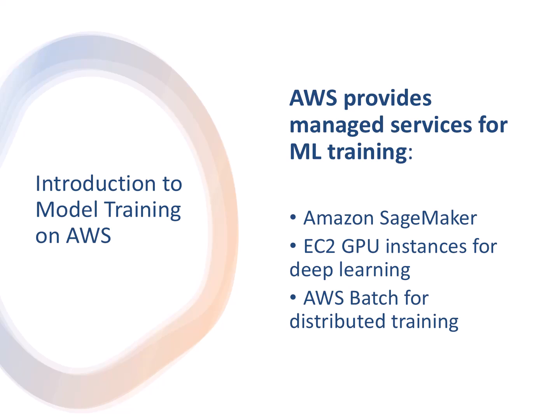So beyond SageMaker, AWS offers several other options for model training. EC2 instances with GPUs are excellent for compute-intensive deep learning workloads. The P3 and P4 instances, for example, provide access to NVIDIA Tesla GPUs that can significantly accelerate training time for complex models. AWS Batch allows you to run batch computing workloads, which is useful for distributed training across multiple machines, right? And for those existing TensorFlow or PyTorch workflows, AWS Deep Learning AMIs come pre-configured with popular deep learning frameworks and tools, right?